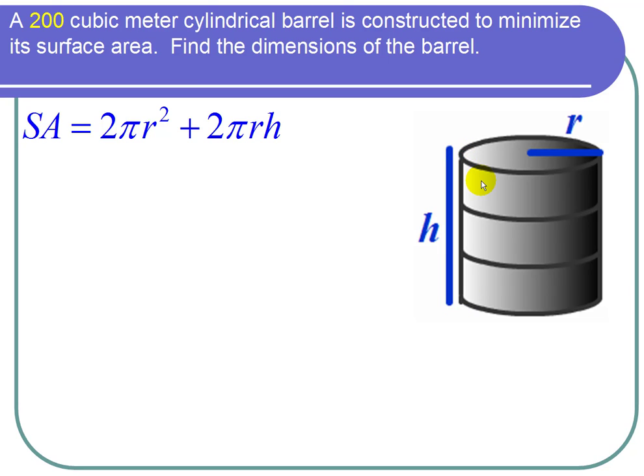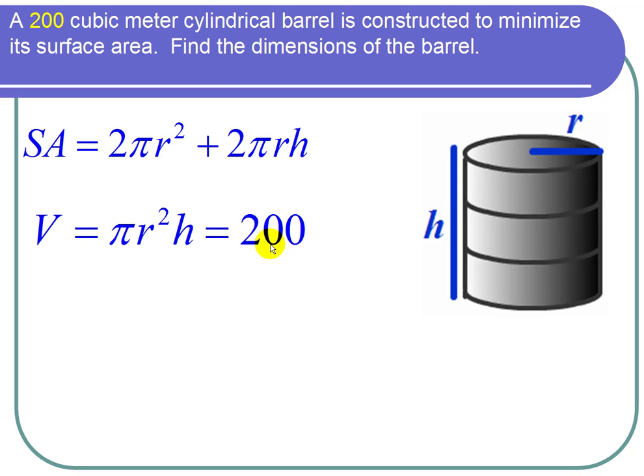Next, I can say that the barrel contains 200 cubic meters. That's a volume measurement. And the volume of a cylinder is pi r squared times h. So we can say that pi r squared times h equals 200. The surface area formula has two variables. I'd like one so I could take a derivative. I use the volume formula to solve for h to get rid of the h in the surface area formula.